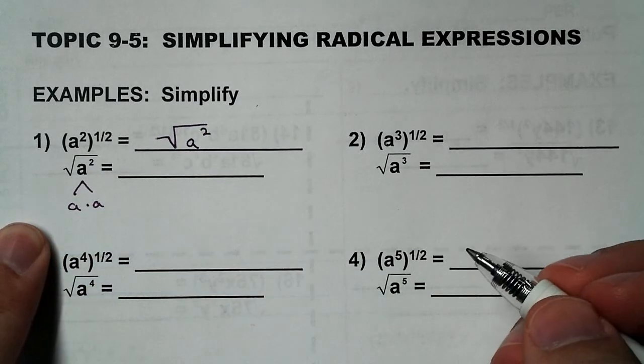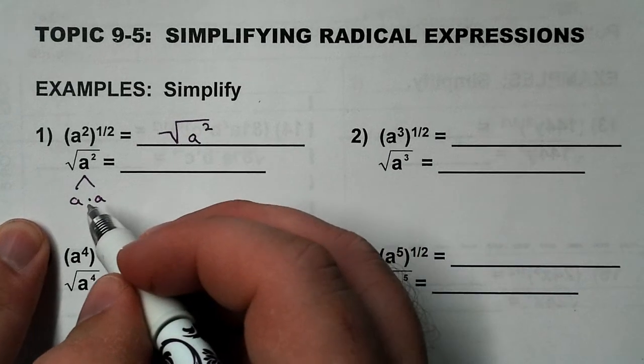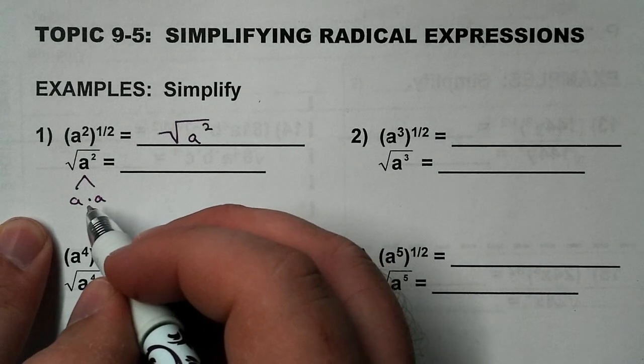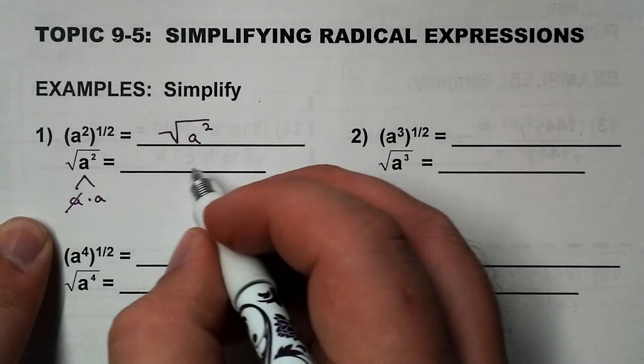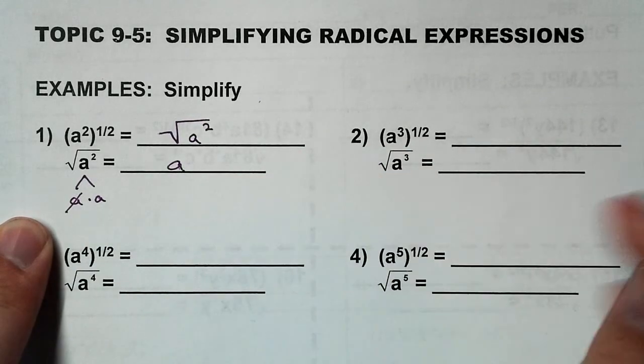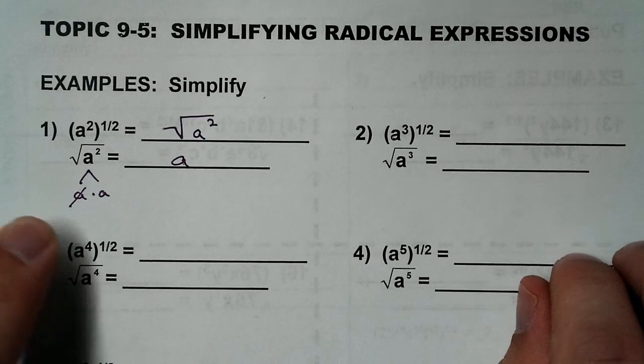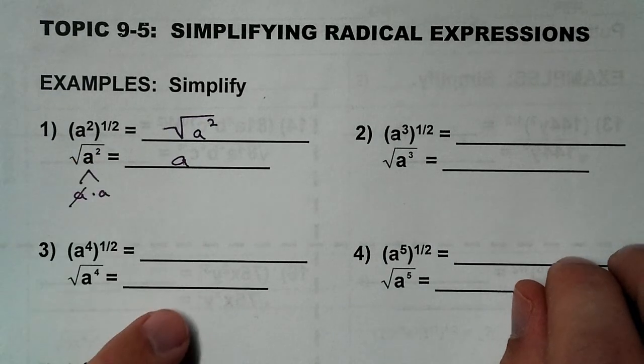Well, when we take the square root, we just need the single digit that multiplied by itself equals that. So we just need 1 a, and the square root of a squared is just a, because a times a is a squared.